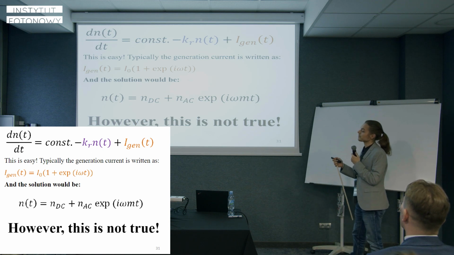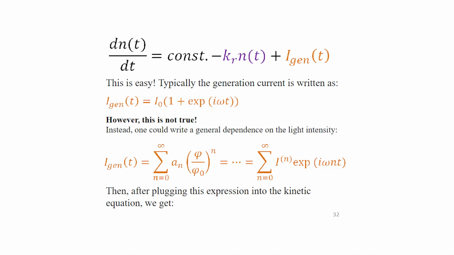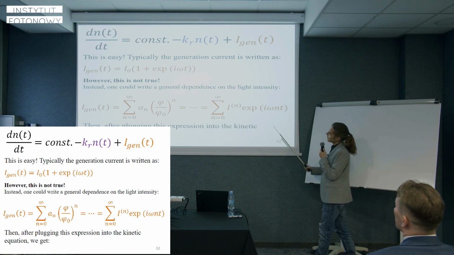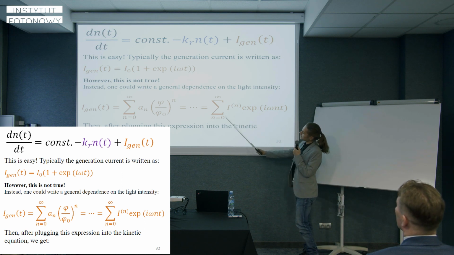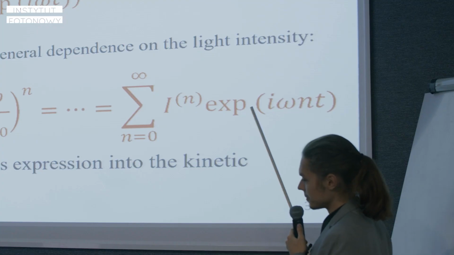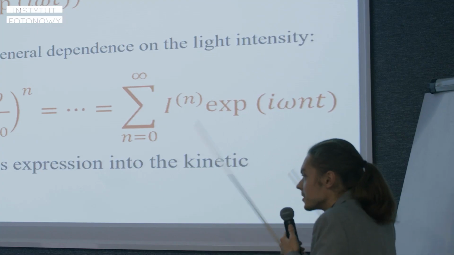So this is not true. Instead, I propose a new expression for this that can be manufactured similarly to the thing that I have shown on previous slides, and the result is that the generation current has its own higher harmonics embedded in this symbol. This is IN, a kind of nth harmonic generation current.